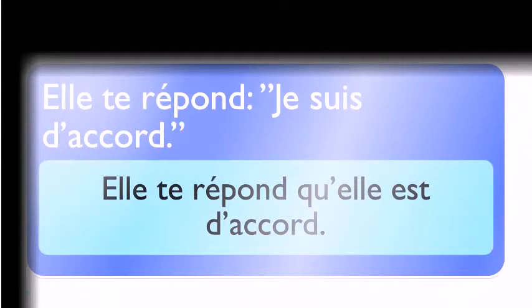Of course, in that situation, if we want to transpose this first structure at this discours indirect, it's quite simple because you just need to put back all your elements. So elle te répond, it doesn't change, okay? Que, that, remember, that's the key thing of this discours indirect. Que, that, but then in that case, needs to go away because we've got a vowel after. So qu'elle, so je will have to be transposed to elle, of course, because the subject here is elle. Est d'accord. Of course, the verb is changing as well, okay?